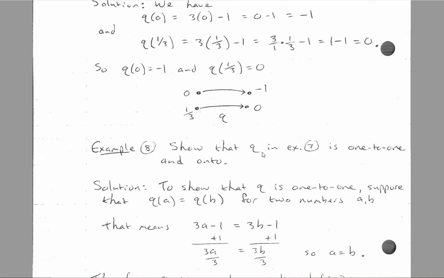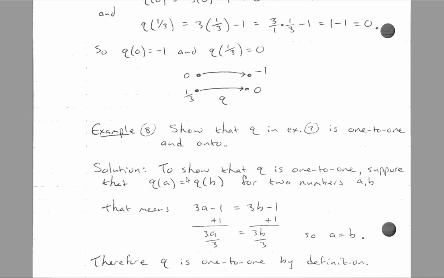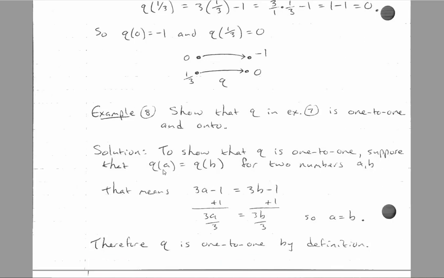Example 8: show that Q in example 7 is 1-to-1 and onto. All right, so first to show that Q is 1-to-1, suppose we have two real numbers a and b, so that Q of a is equal to Q of b. Okay, so to show that Q is 1-to-1, we want to prove that this implies that a has to equal b.